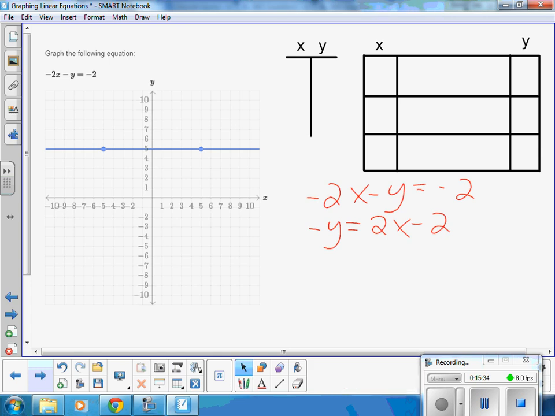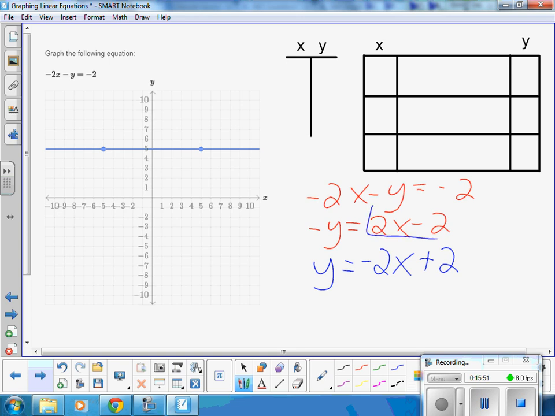When I change the signs, negative y becomes positive y, positive 2x becomes negative 2x, subtracting 2 becomes adding 2. I just do the opposite of everything. Negative y is equal to 2x minus 2, so positive y is equal to negative 2x plus 2. I use negative 2x plus 2 because I want to have a positive 1y.